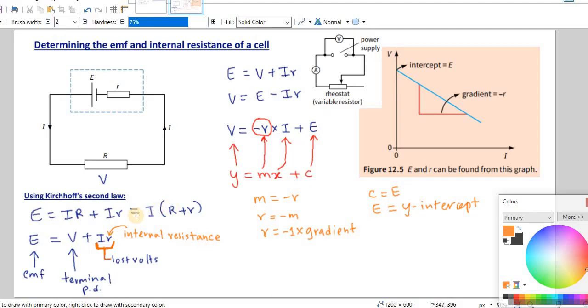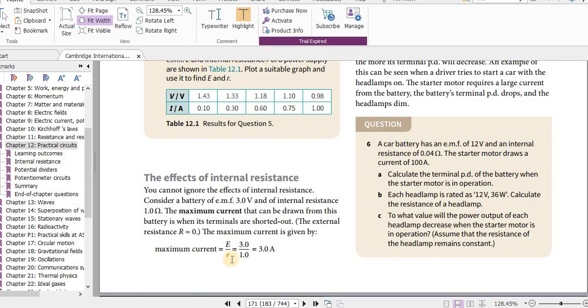I think you can see it. So when capital R here is 0, that means if you directly connect with the wire, this term is 0. Then E equals I times small r. So I, which is the maximum current, will be E divided by r, which is what is used here. The EMF is 3 and the resistance is the internal resistance, which is 1 ohm, and you get a current of 3.0 amperes.